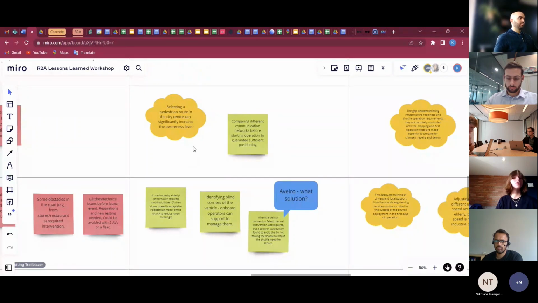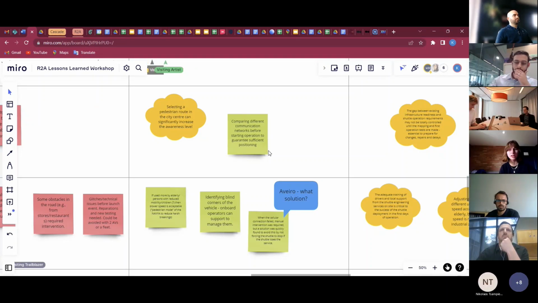Also, coming to the good points, communication networks should be compared in order to find the best one, which will also alleviate challenges with finding a good spot for the antennas and a good connection.